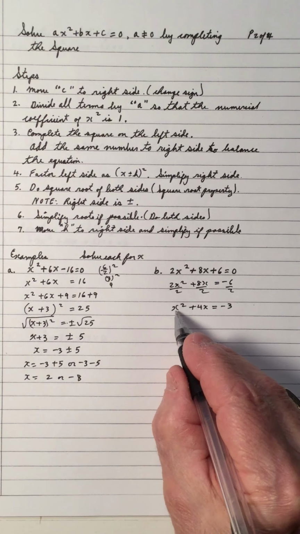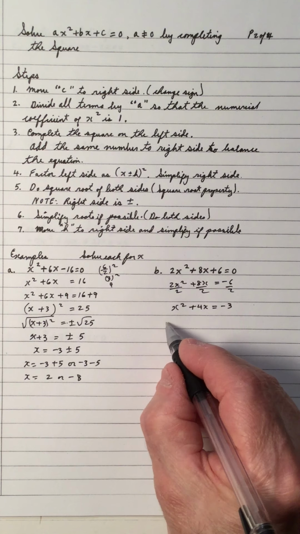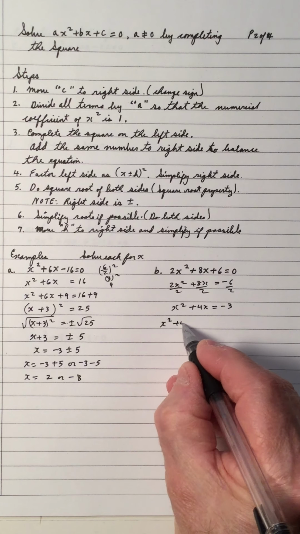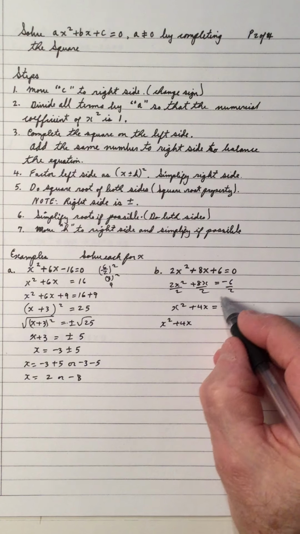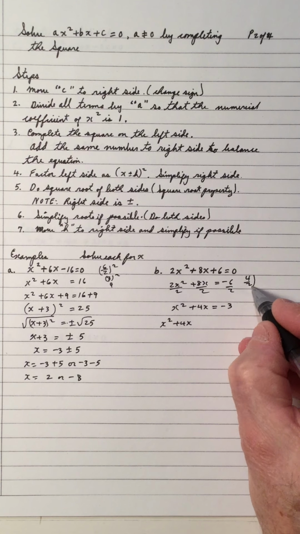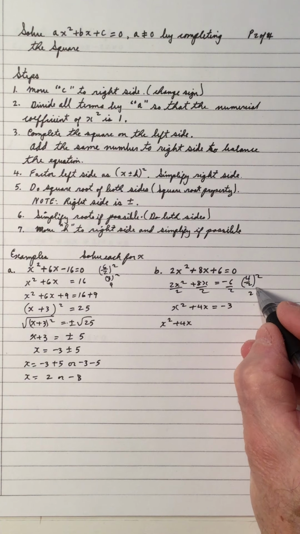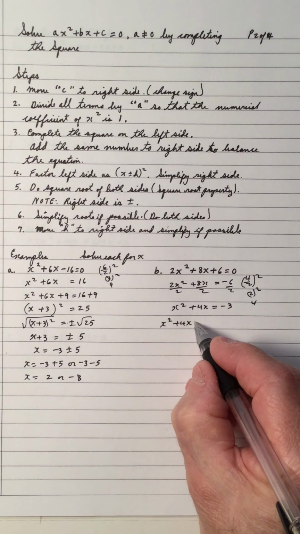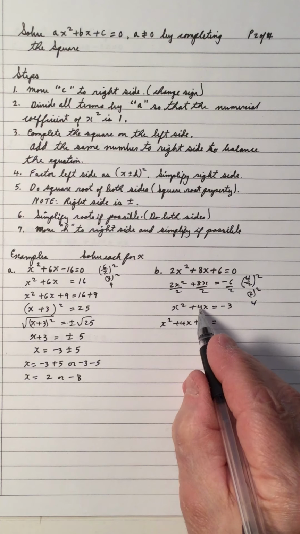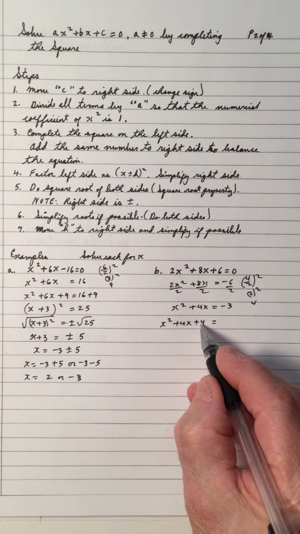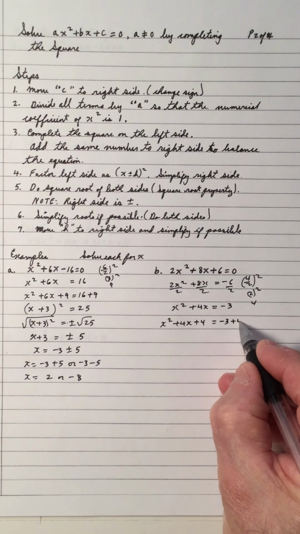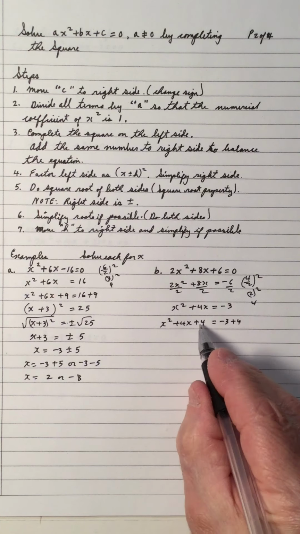And now we complete the square on this binomial here. So this is x squared plus 4x. So we have 4 divided by 2 squared. That's 2 squared, which is 4. So to complete the square, I take half of 4 and square it. That gives me a 4, and I will add that 4 onto each side. I add the 4 here to complete the square, so I add the 4 to the right side to balance it. And that gives me a perfect square trinomial, which is a binomial squared.